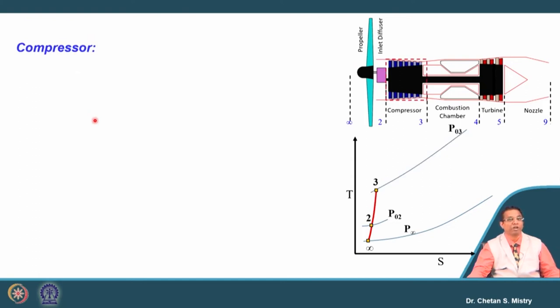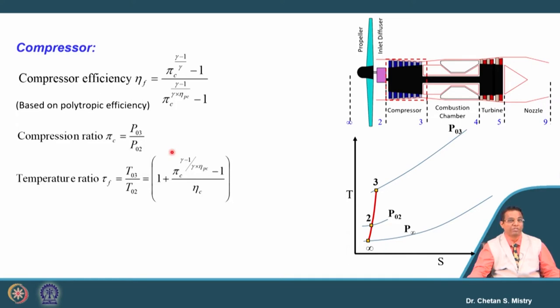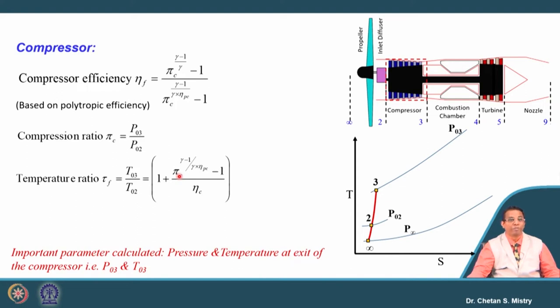Let us move towards the next component, the compressor. This compressor may be of axial kind, or an axial-centrifugal combination, or only a centrifugal compressor. It depends on what kind of engine we are configuring. Suppose we have a multi-stage axial flow compressor. The efficiency we represent in terms of pressure ratio and polytropic efficiency. We can calculate the outlet pressure from the compressor by using the temperature ratio correlation, in terms of both efficiency as well as compression ratio. We are able to calculate the exit pressure and exit temperature from the compressor.